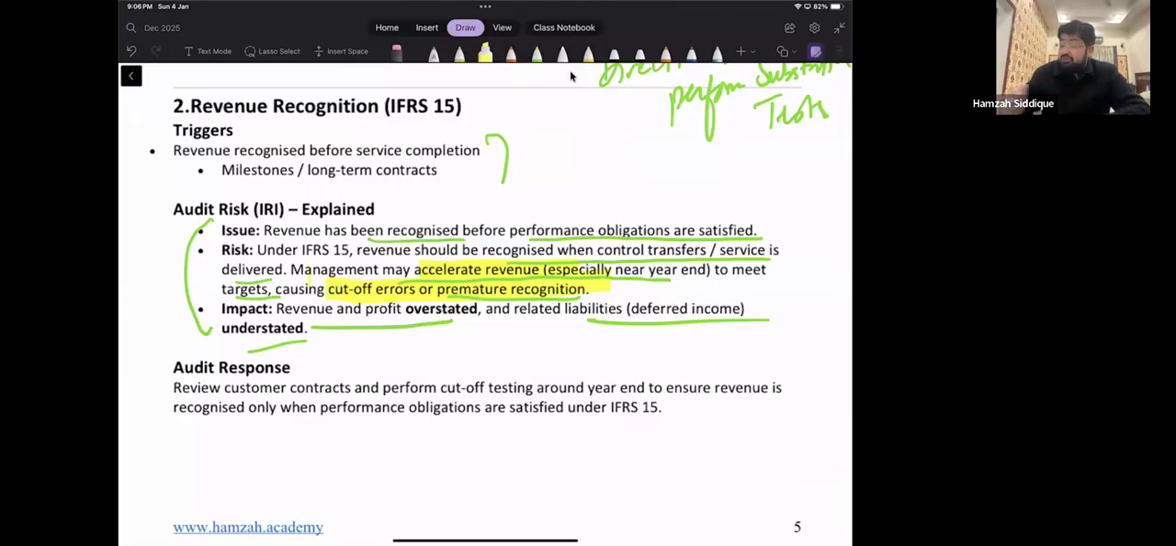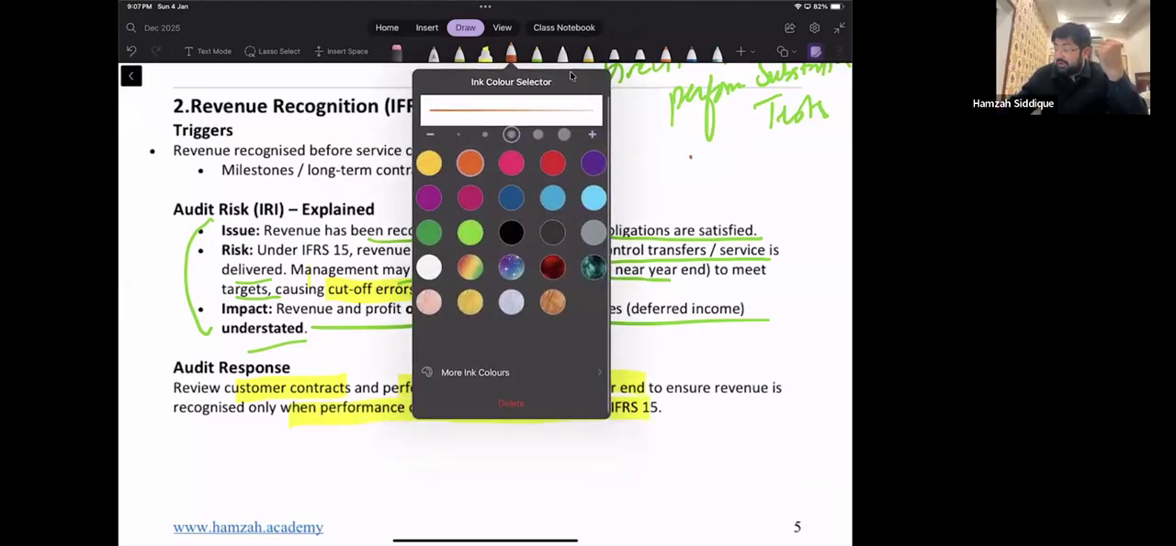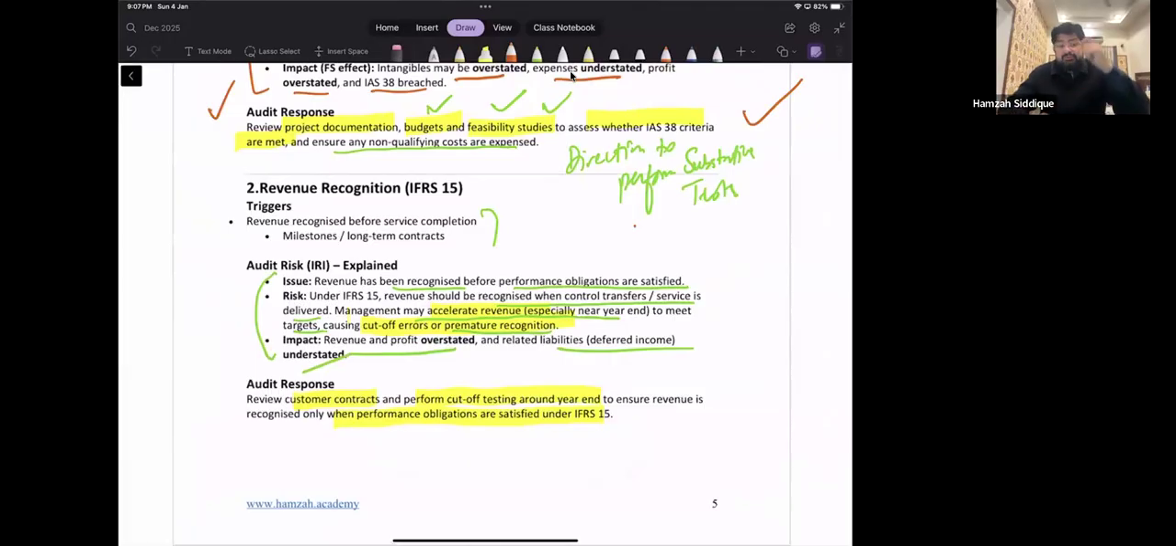Now, audit response: review customer contracts. First of all, what is the duration of the contract? And perform cut-off testing around the year end to ensure revenue is recognized only when the obligation is satisfied. Now, again, it is the direction of audit work. Same. That perform substantive tests. The auditor has to perform cut-off testing of revenue and check whether the performance obligation is being satisfied or not. So you see here, the response is addressing the risk directly. Nothing else.